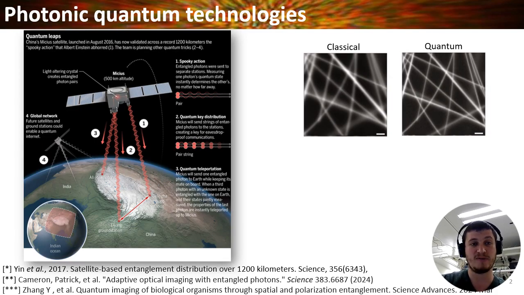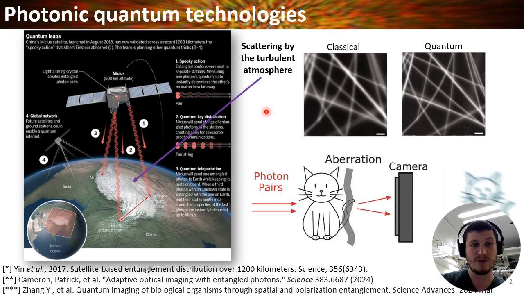Entangled photons have been used in recent years for various quantum technologies, such as quantum key distribution and quantum imaging. However, in many cases, scattering and aberrations are caused by things such as a turbulent atmosphere or biological tissue, and this scrambles the information encoded in the entangled photons. In this talk, I want to show you how we can use a method from wavefront shaping in order to compensate for this scattering.